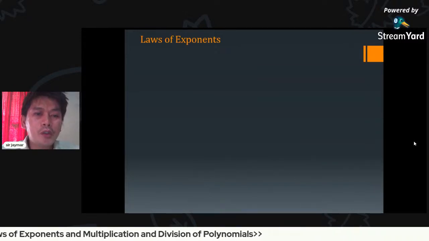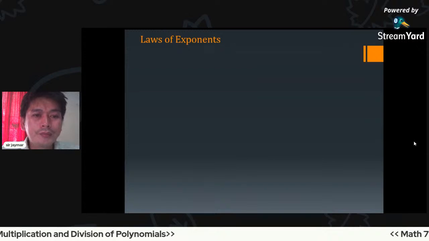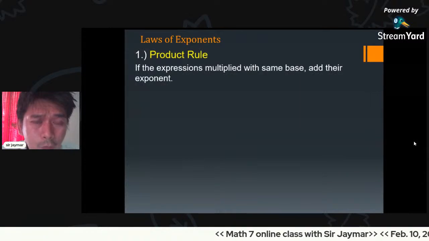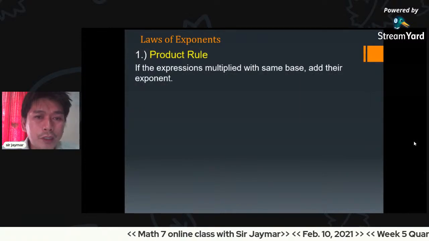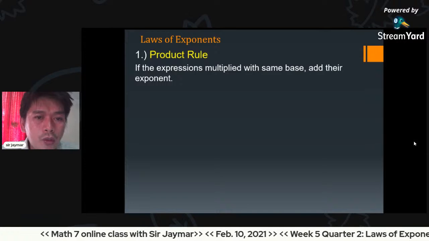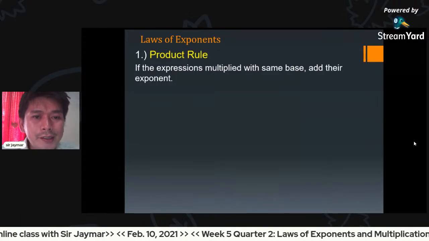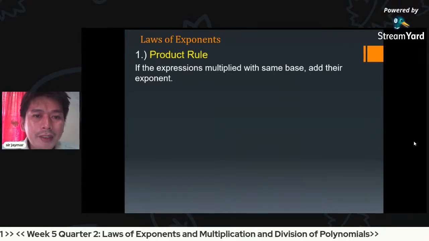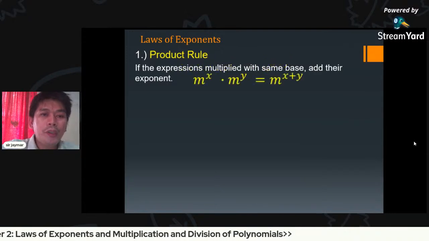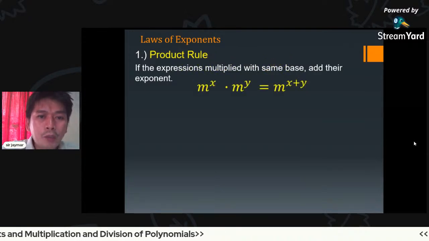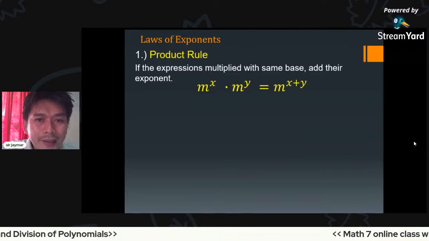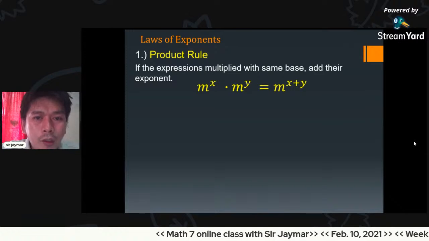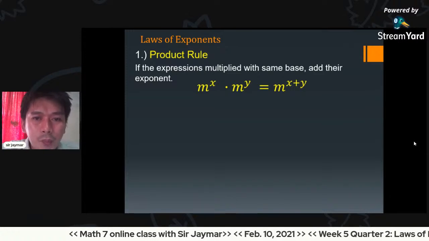So now, the laws of exponents. Let us state all the laws of exponents. What are the laws of exponents? One of these is the product rule. What is the product rule? If expressions with the same base are multiplied, add their exponents. So when you say product rule, you have to multiply. If they have the same base, you copy the base and then add the exponents.